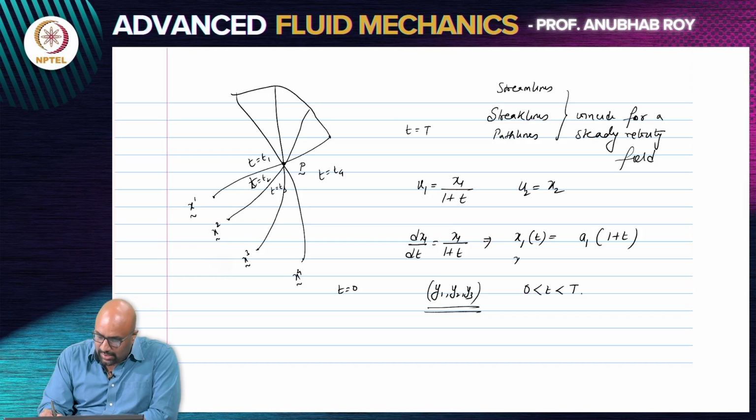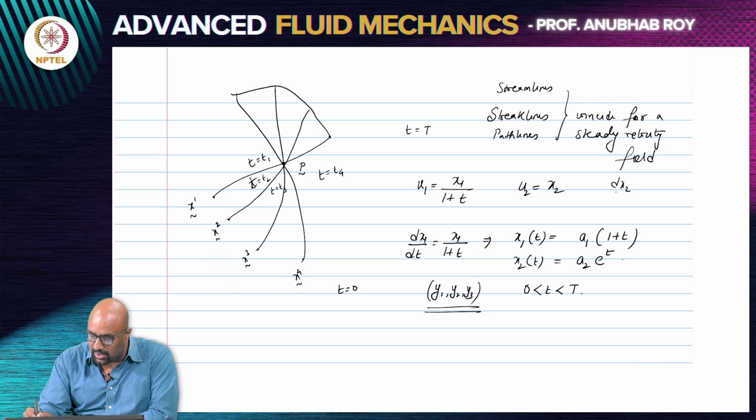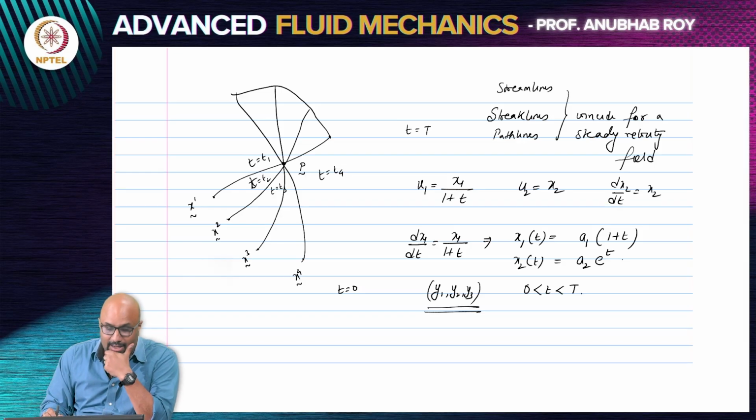So, when I solve the path line equation for a point that was at A1 and A2 at t equals 0, this is what we got, right? When we integrate the x2 equation, dx2 dt is equal to x2, it has a solution that at t equals 0, if it was at the point A2, then x2 of t is A2 times exponential of t. This is from our path line calculation. Nothing new, we have not done anything new yet.